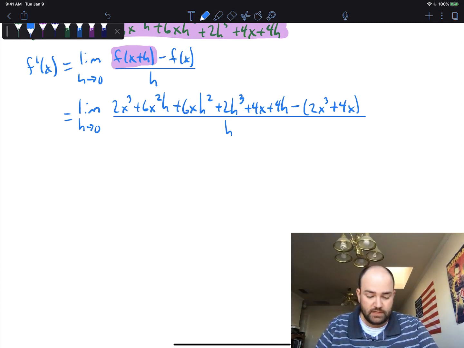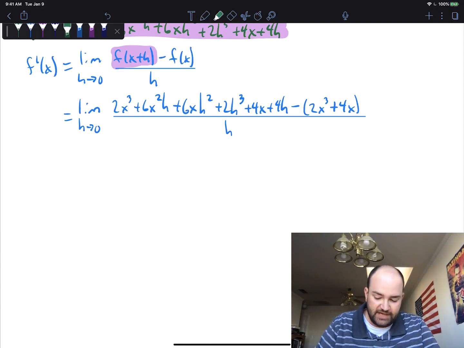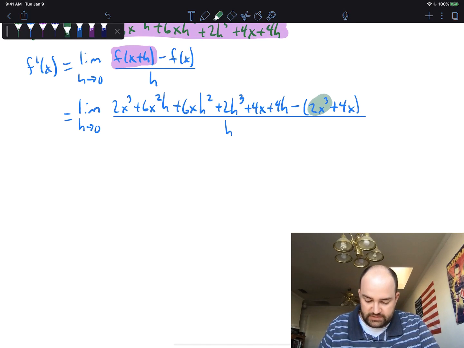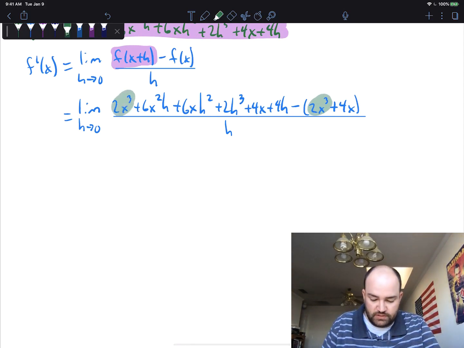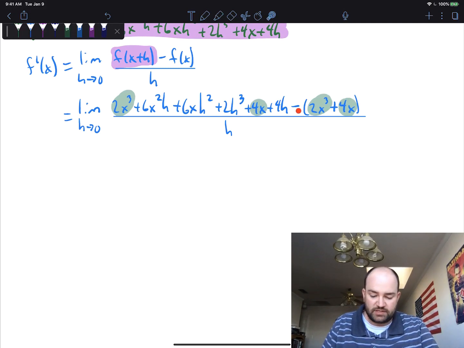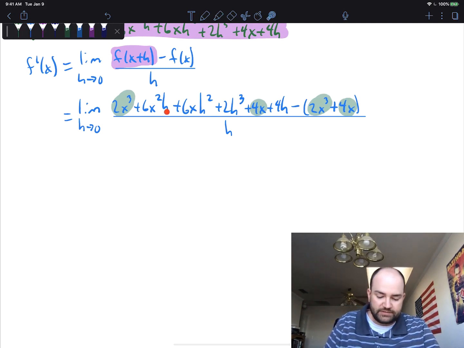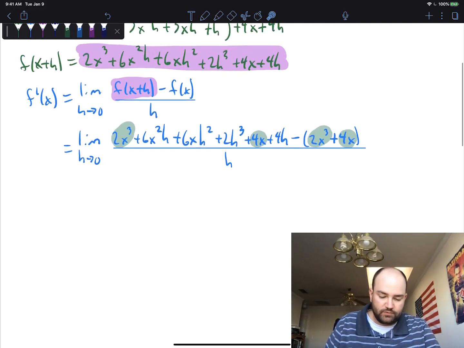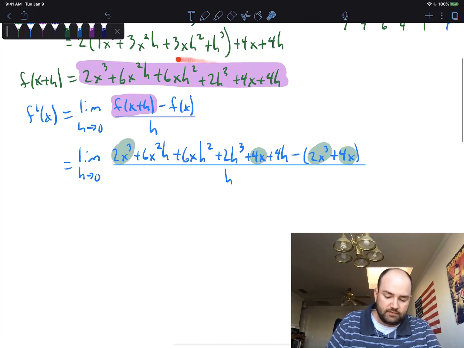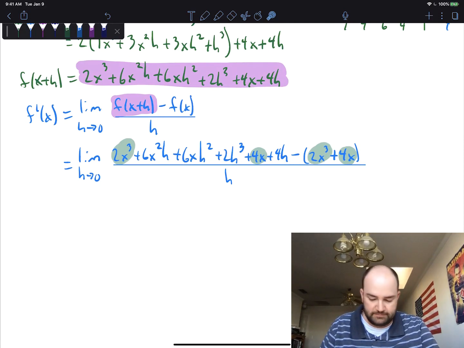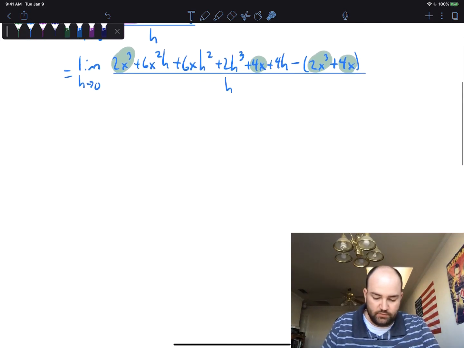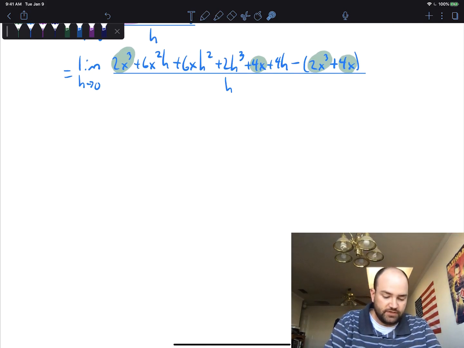Awesome. Now the reason I did this is because now the 2x cubed here and the 2x cubed here and the 4x here and the 4x here, they all cancel each other because we're subtracting here. And notice in the numerator, every term has an h. And also notice that up here, by the way, none of these combined. That's the reason I didn't combine any of these. Anyway, we now have an h in every term.